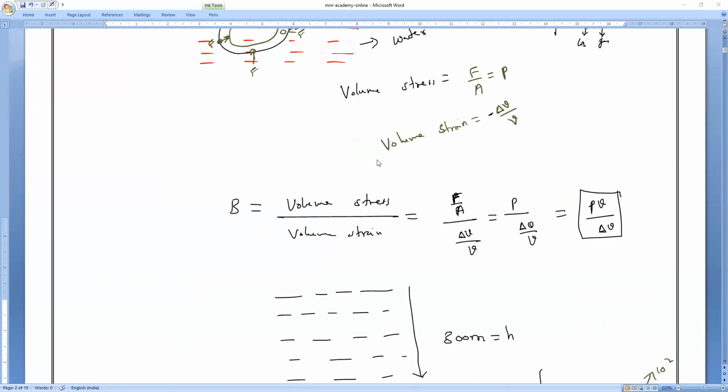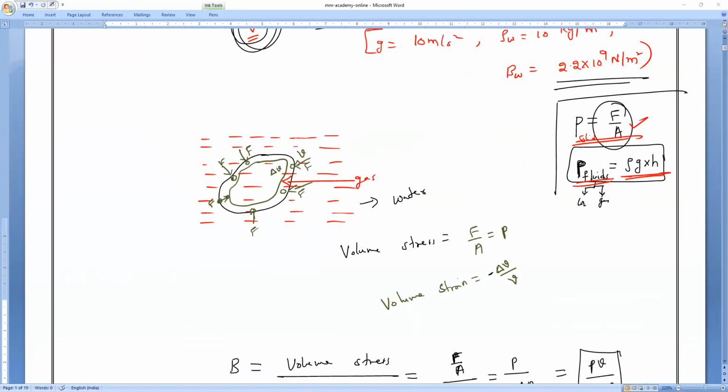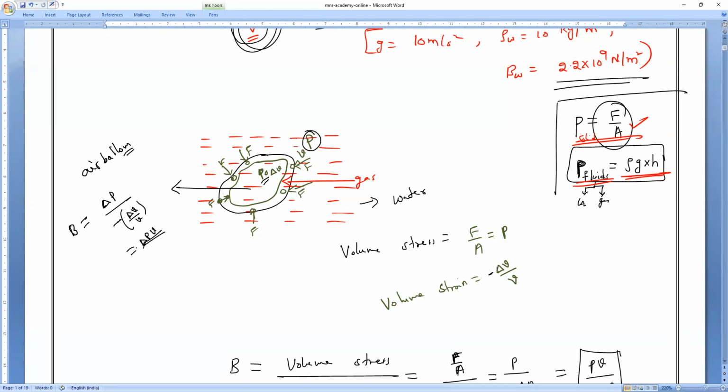Suppose they ask us to calculate the bulk modulus. We all know what bulk modulus means. The outside pressure is P, the inside pressure is P naught. Suppose the object is an air balloon, a special case. Then the bulk modulus B is equal to delta P divided by minus delta V divided by V, which equals delta P into V divided by minus delta V.